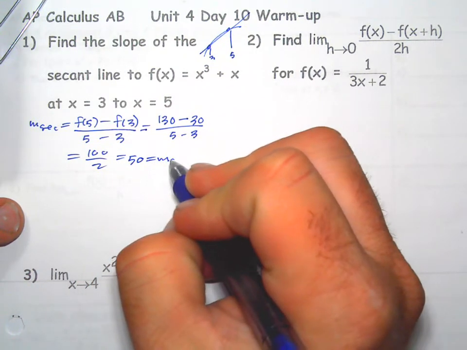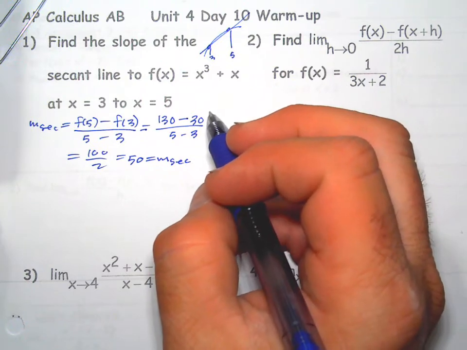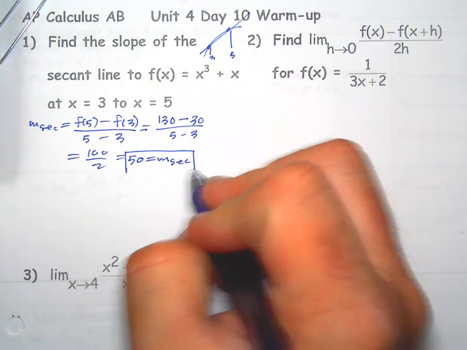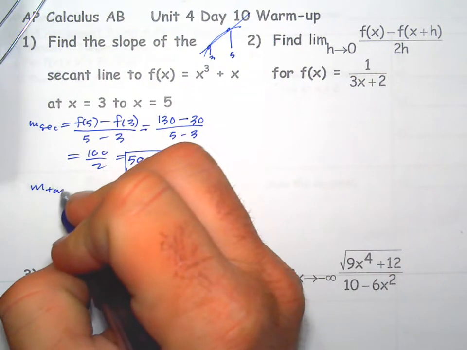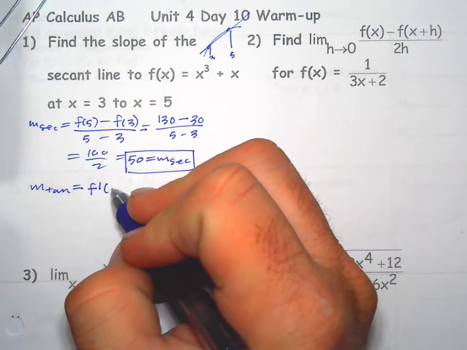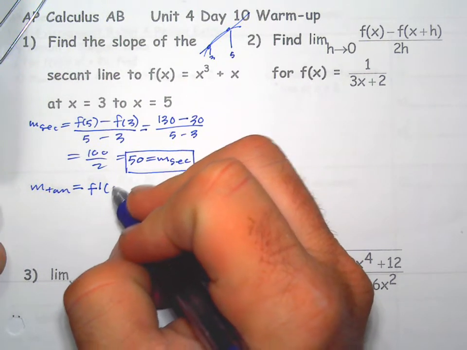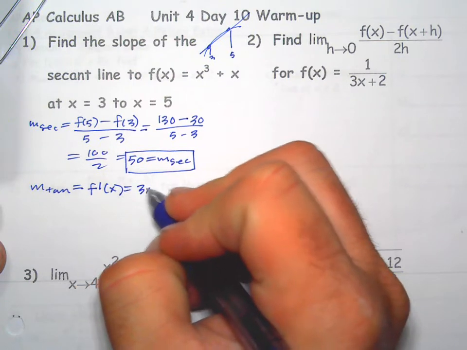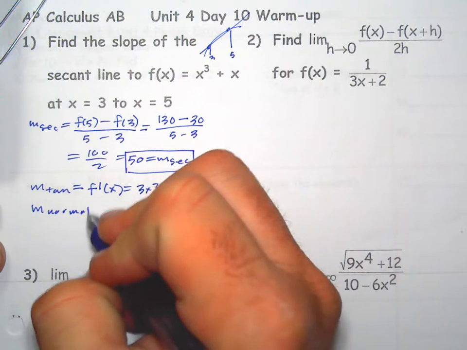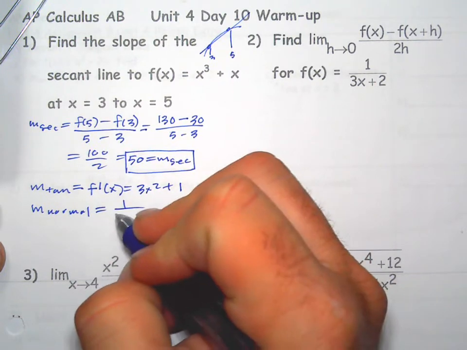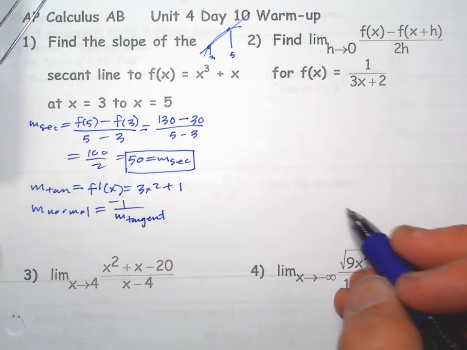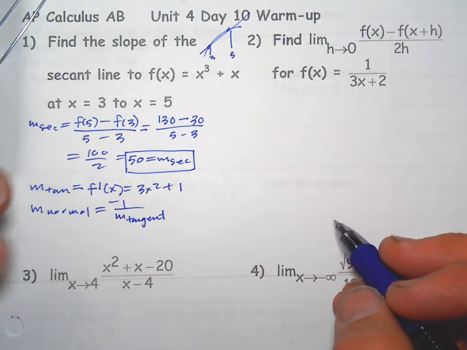Now, what if I asked you for the slope of the tangent line or the normal line? Well, the slope of the tangent line just would be the derivative at whatever point. You'd have to find the derivative, which would be 3x squared plus 1, right? And the slope of the normal line is the slope of the tangent line, negative reciprocal, because they're perpendicular. Could also ask you for the equation of the secant line, tangent line, or normal line.